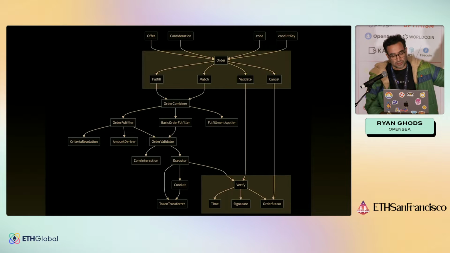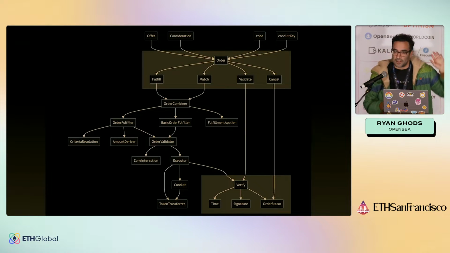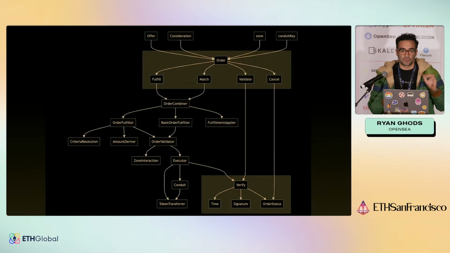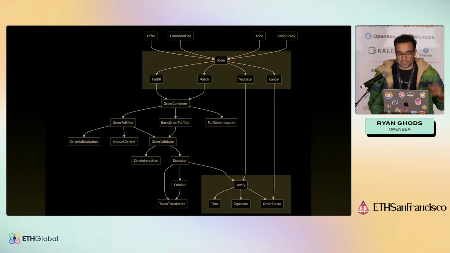When you fulfill or match an order, it goes into the left part of the diagram, which is a series of contracts that help combine and set up the order for fulfillment. And then as the last part, the order is verified, and the time, the signature, and the order status are all verified before the tokens can be transferred.